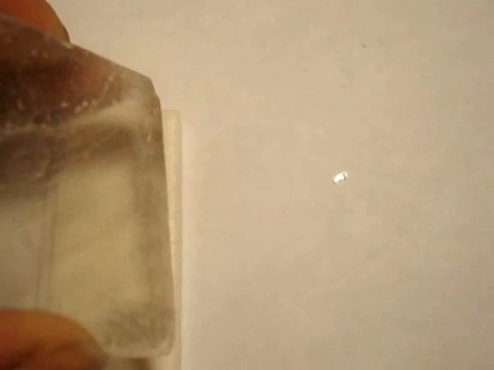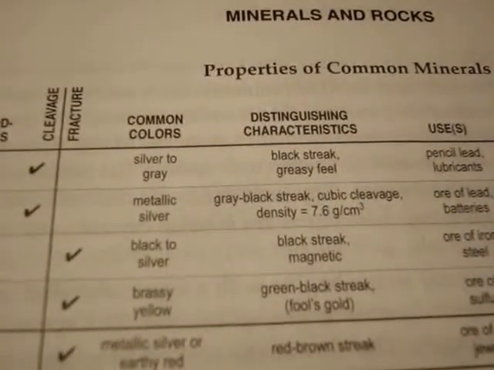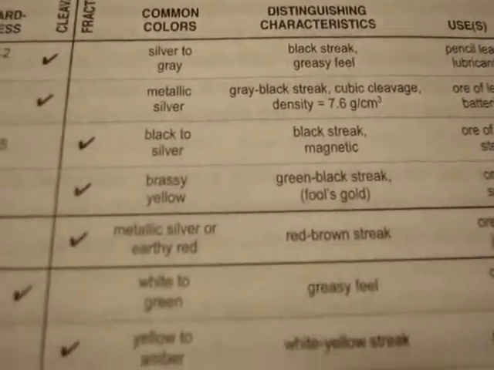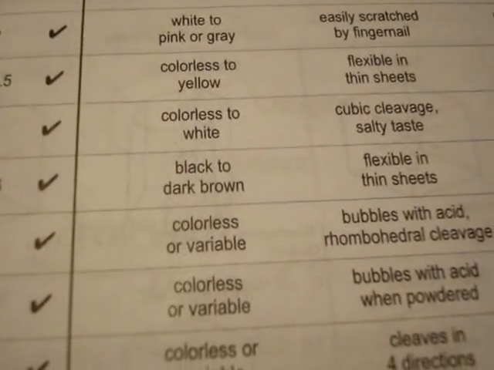Now you perform the streak. Let's try to perform the streak, see what color we get. And if you can see, you get a white streak. You go back to the reference tables, and you look under common colors or sometimes under the distinguishing characteristics, and see which one gives a white streak.